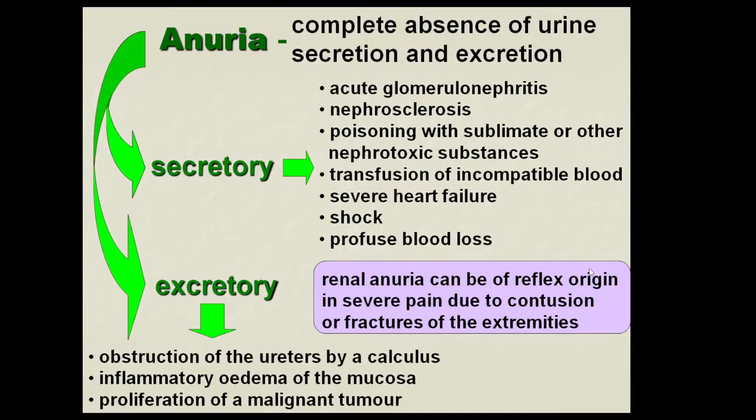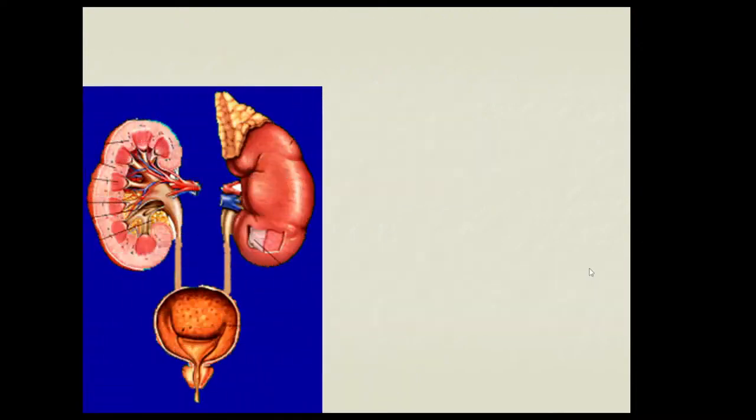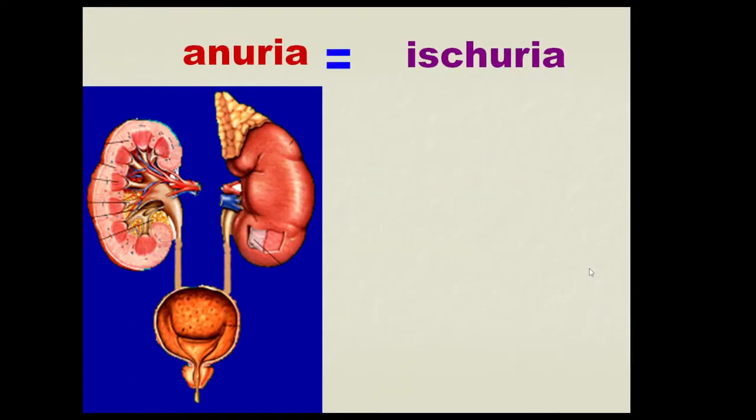Anuria is absence of urination, which has two origins: secretory, kidney problem, or excretory, ureters problems. Anuria must be distinguished from ischuria, because both problems are characterized with absent urination, but at a different level.